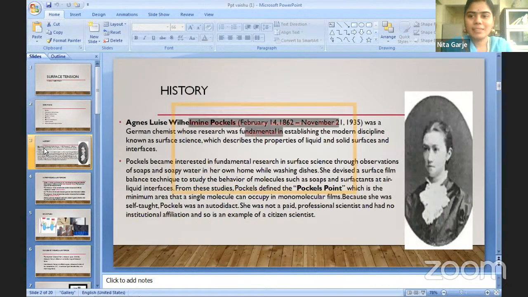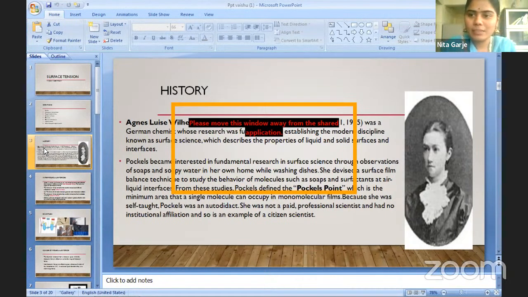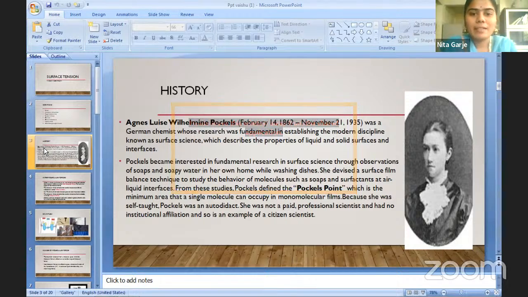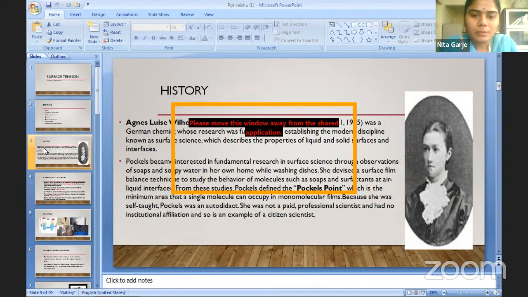Next, the history. Agnes Luise Wilhelmine Pockels first discovered surface tension and its properties. She studied in Germany, where she established her own point, which is the Pockels point. And she founded surface science.